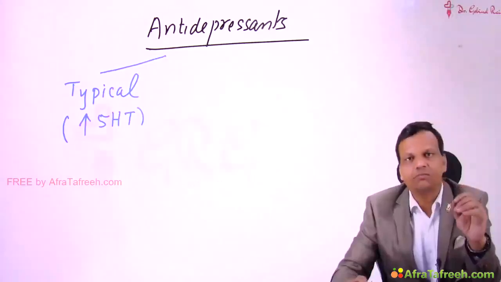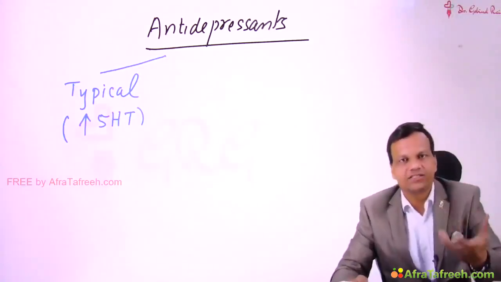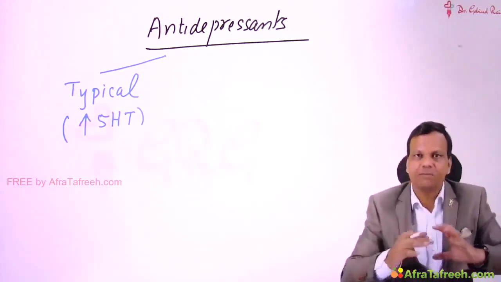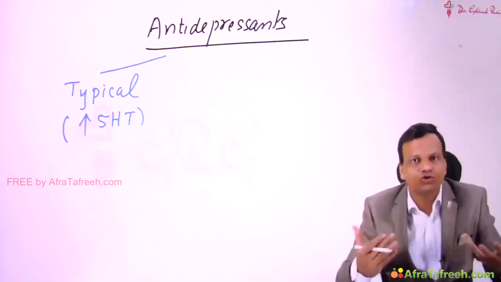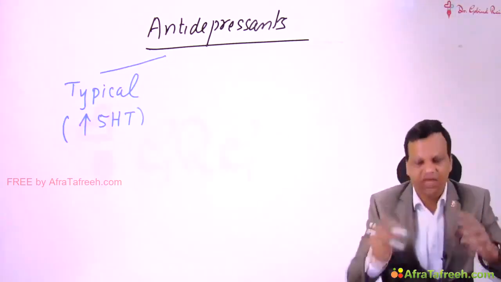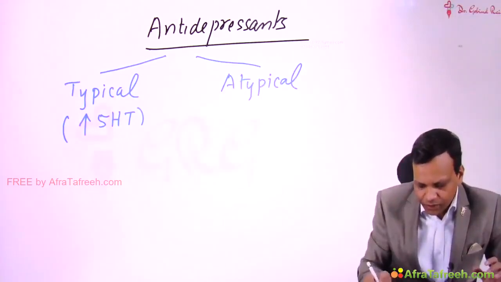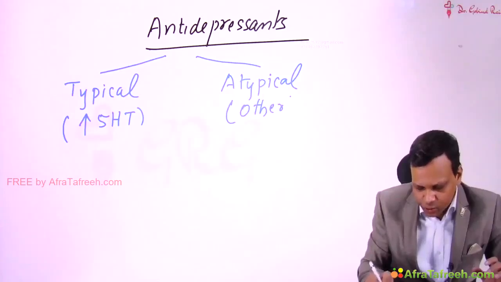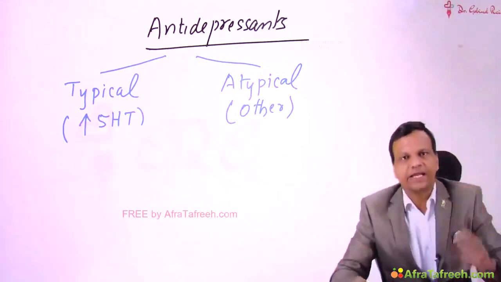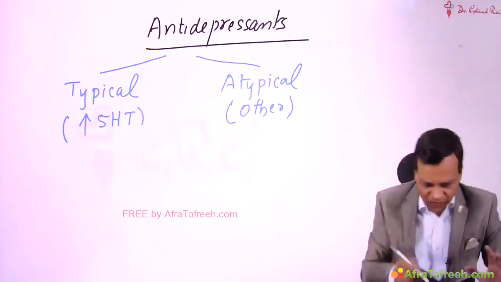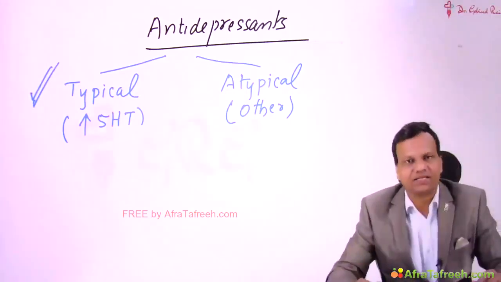But anything in the brain is not so simple. We said that serotonin increases, depression is treated. There may be many other methods, and there may be some mechanisms which we still do not know. So any other method by which we treat depression, the drug is called atypical. So typical antidepressant drugs are those which act by increasing serotonin, and atypical are those which act by any other mechanism. Clear? So we will start with the typical antidepressant drugs. For this, we need to know how serotonin is produced and works.